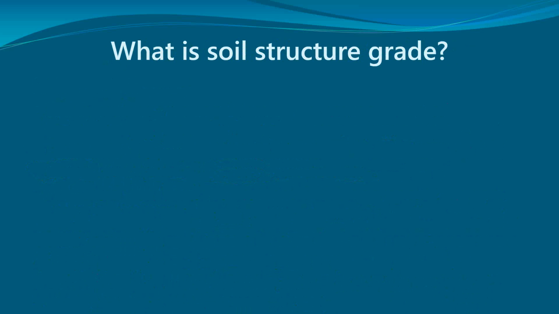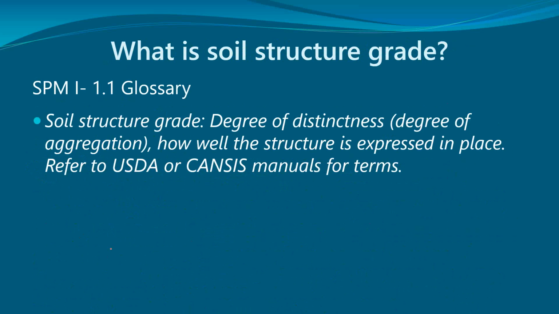Let's look at grade. Here is the glossary definition. Degree of distinctness, or the degree of aggregation, how well the structure is expressed in place. In other words, how visible it is. And I left this in because this is an important point I need to remember to make, is refer to the U.S. Department of Agriculture Soils book, or the Canadian System of Soil Classification, what is it now? Canadian Soil Information System.